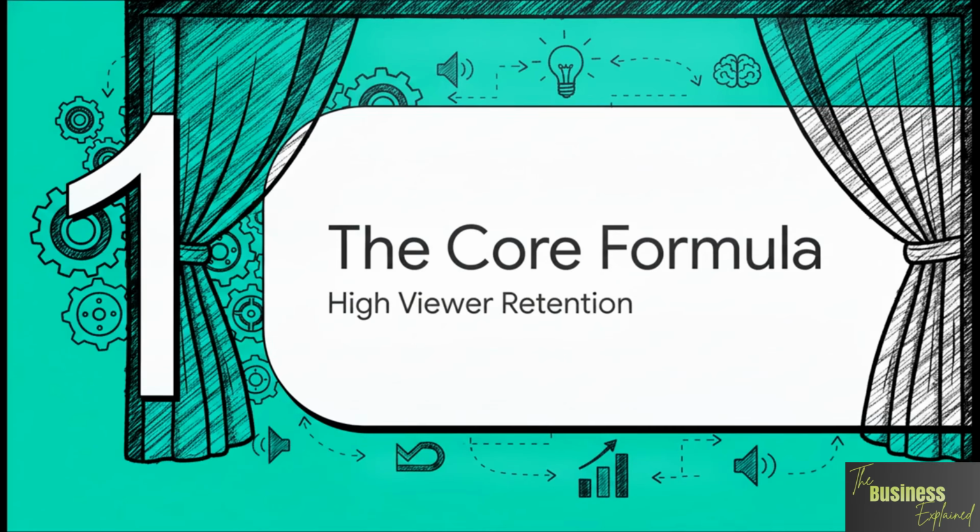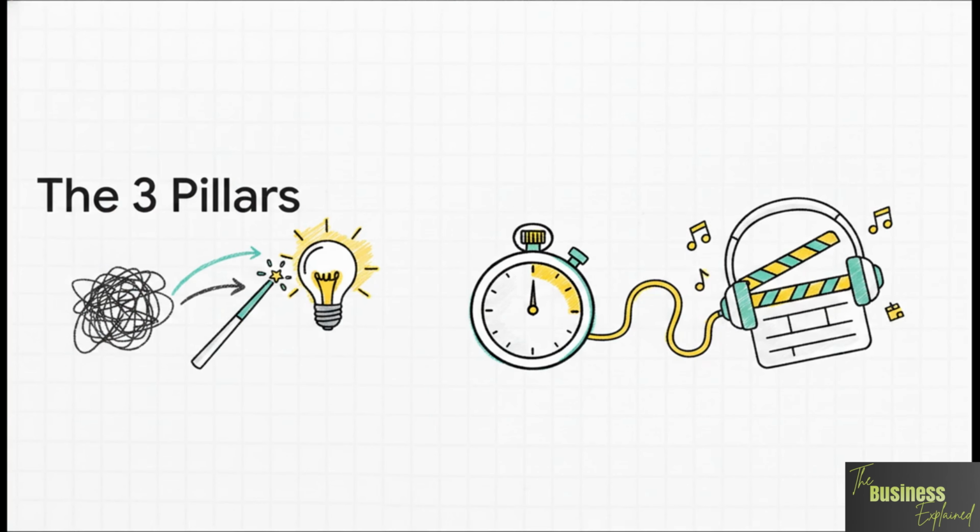Okay, let's dive right into Section 1, the core formula, and look at the actual anatomy of high viewer retention. This core formula really rests on 3 main pillars. First up is visual storytelling. The channel Escaping Ordinary just excels at taking abstract, complex concepts like psychology or financial literacy and translating them into really simple, relatable 2D animations or whiteboard drawings.